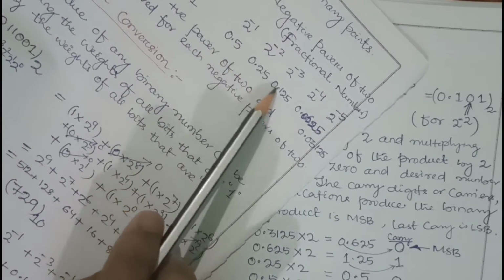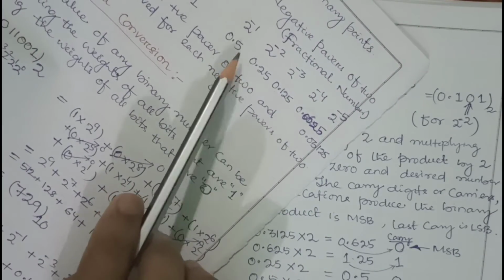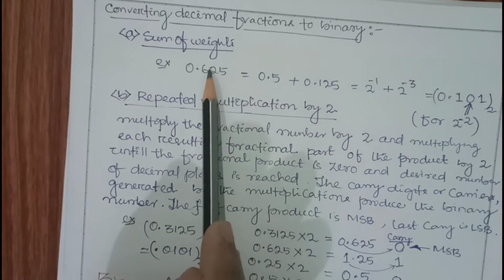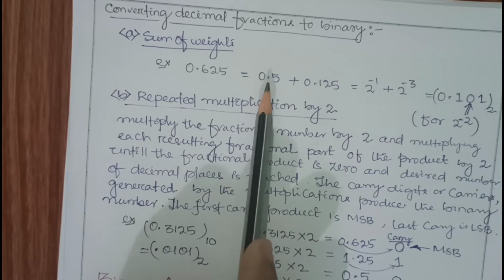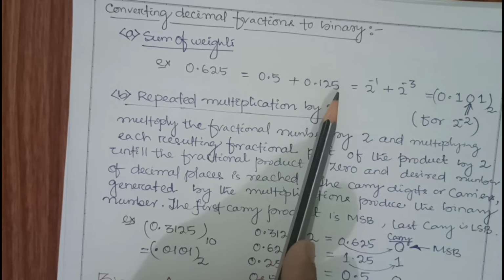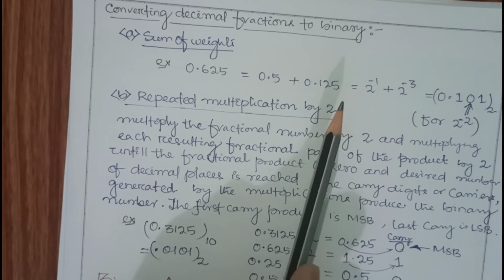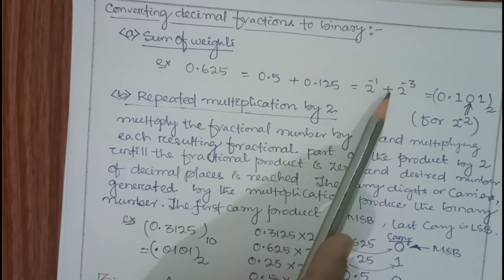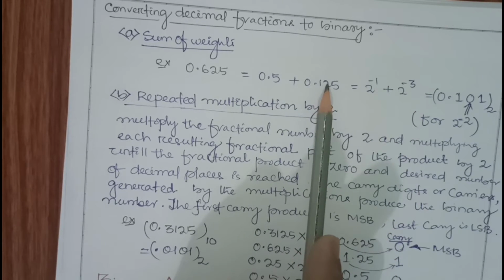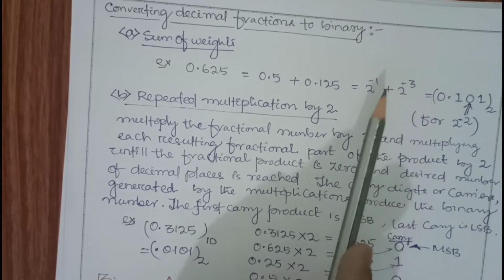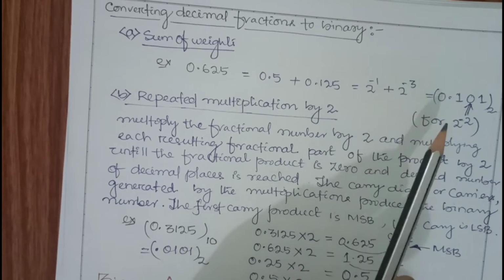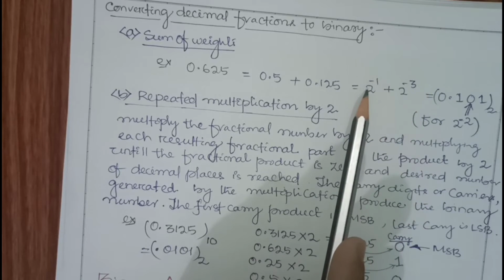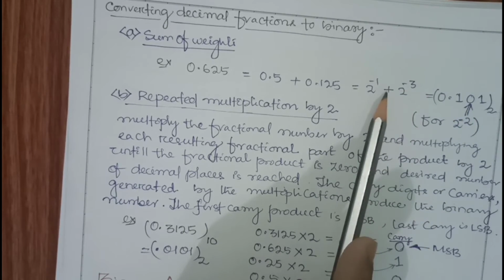You have to check for what values of 2 power negative I am going to get 0.625. And you know, if I add 0.5 and 0.125, I will get 0.625. Okay, so 0.5 means 1 by 2, which is nothing but 2 power minus 1. 1 by 8 is nothing but 2 power minus 3. So I don't have 2 power minus 2 term.